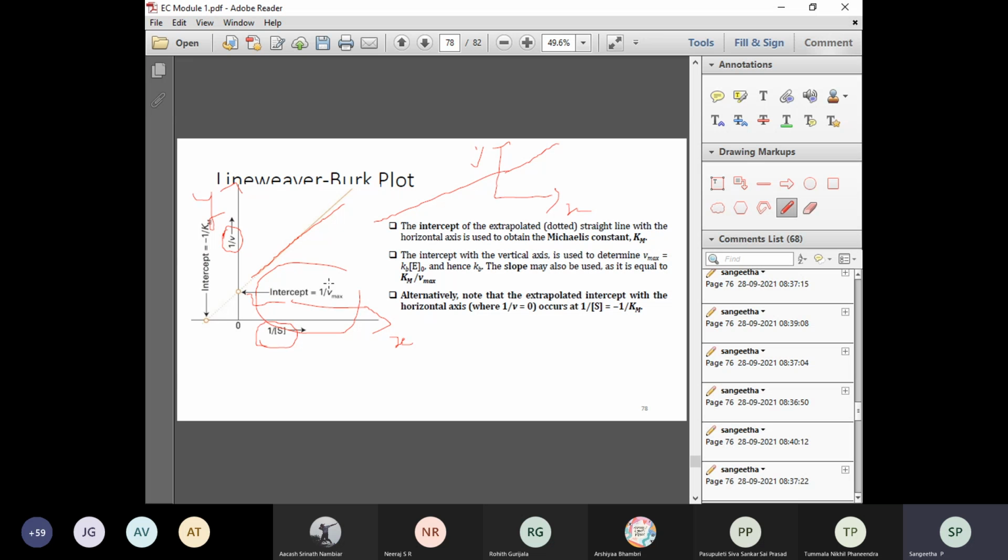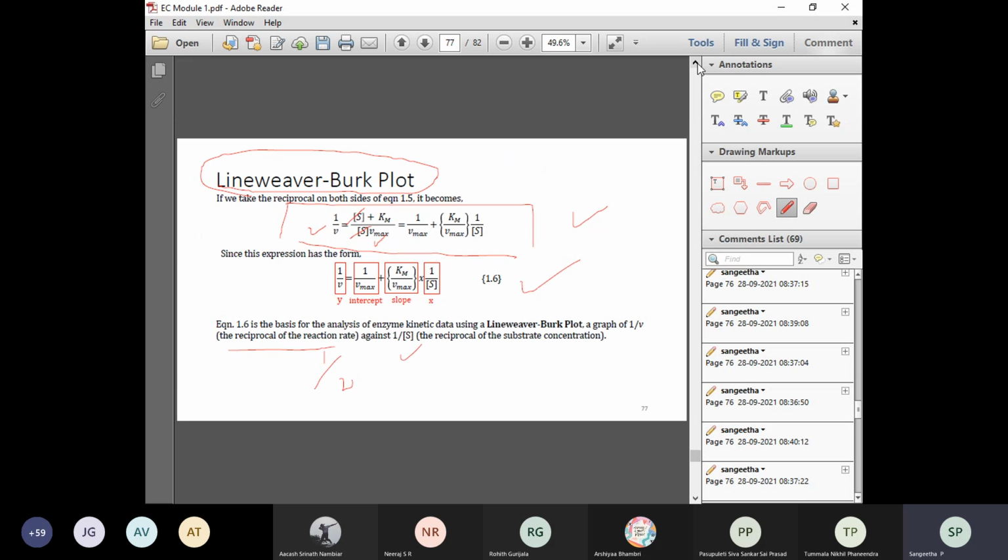That is the reciprocal of your maximum velocity, and the intercept with the vertical axis is used to determine the maximum velocity, which is equal to the rate of formation times the total concentration of the enzyme E naught, and hence Kb. You can see that the slope is equal to your Michaelis constant Km divided by Vmax.